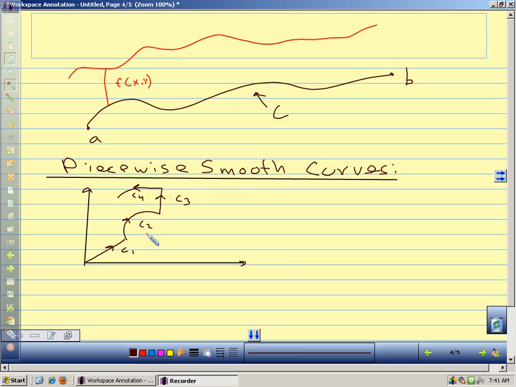And any other physical interpretation of a line integral really depends on the interpretation of our function and of our curve.